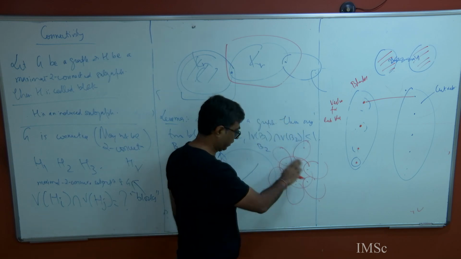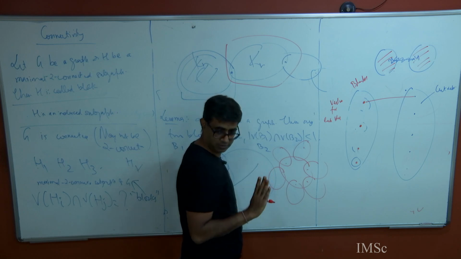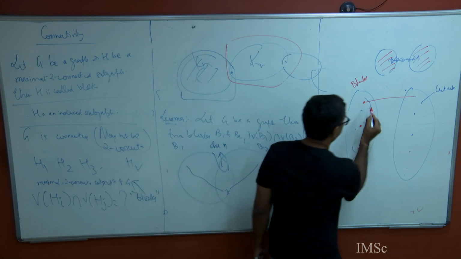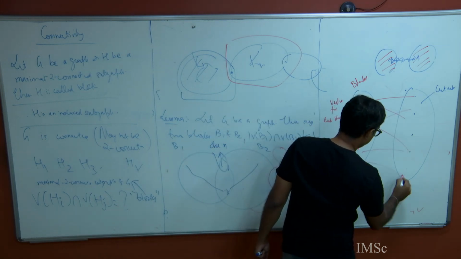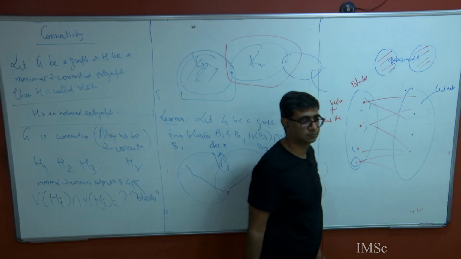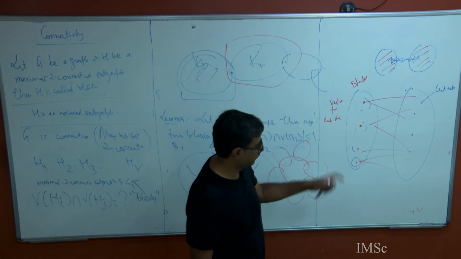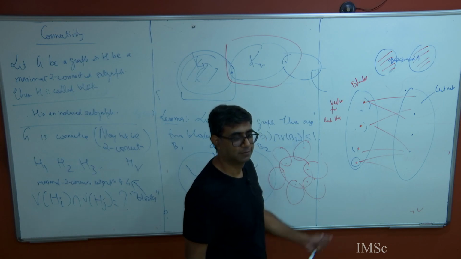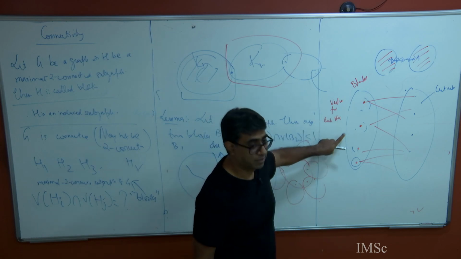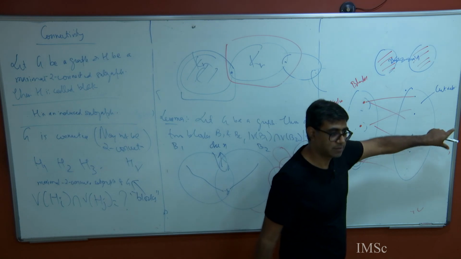Right? So it could contain several cut vertices. Okay? Okay. So this is my graph. Okay? You know what this graph is? So what did I make? Block and cut vertices. Okay?